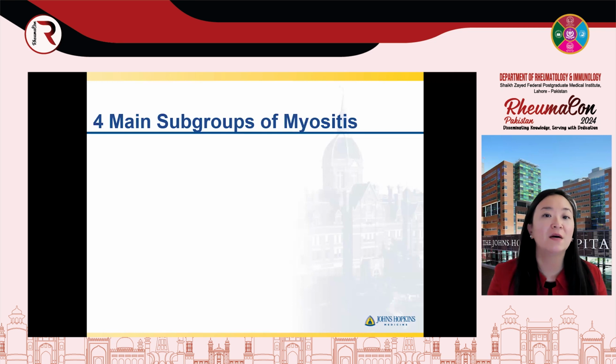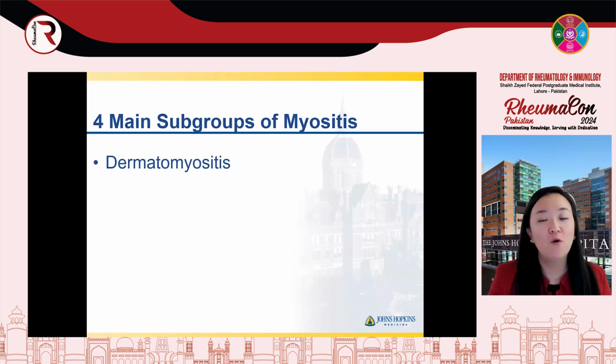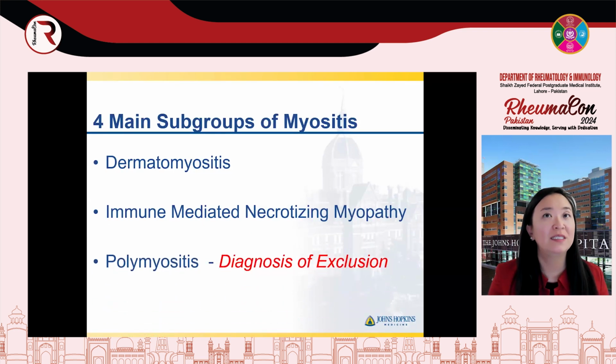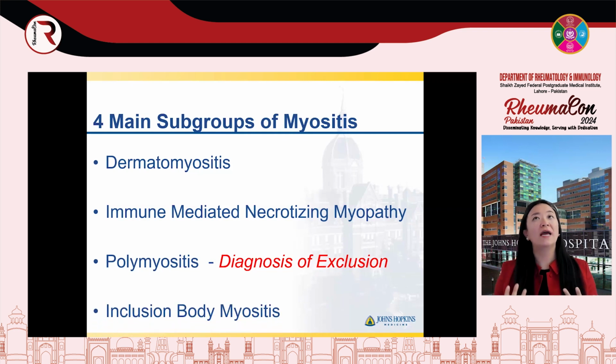So the four main subgroups of myositis to this day, although I think in the next couple of years this will really be changed, so my talk would change as well, are dermatomyositis, immune-mediated necrotizing myopathy, polymyositis, but truly it's a diagnosis of exclusion, and then inclusion body myositis. But then you'll ask me, well, then why does the ACR-EULAR classification criteria from 2017 have dermatomyositis and polymyositis, right? And even for clinical trials, we still say we're recruiting for DM and PM, or dermatomyositis and polymyositis. We don't specifically say we're recruiting just for immune-mediated necrotizing myopathy.